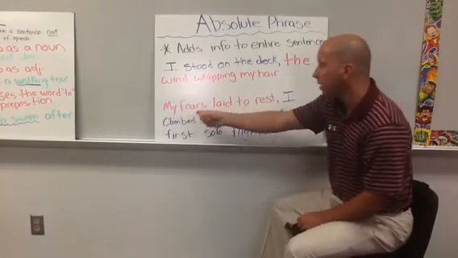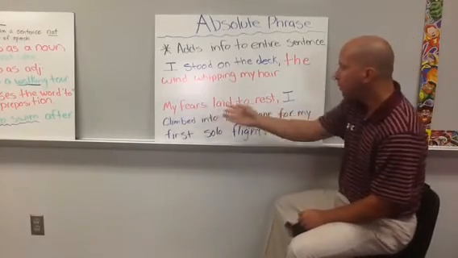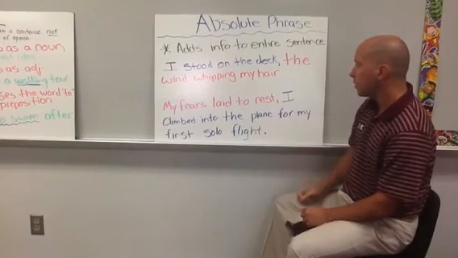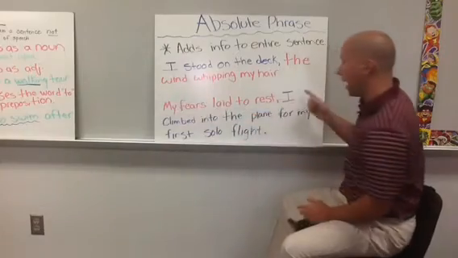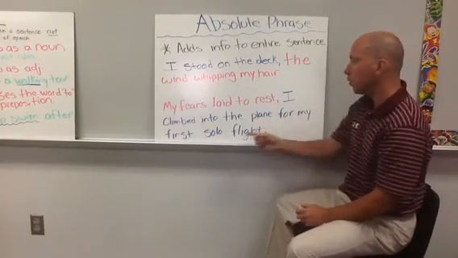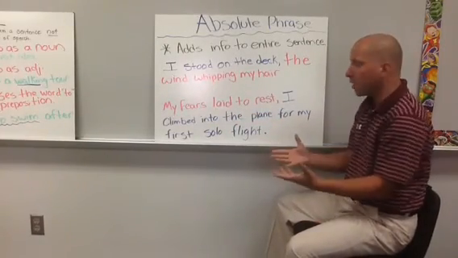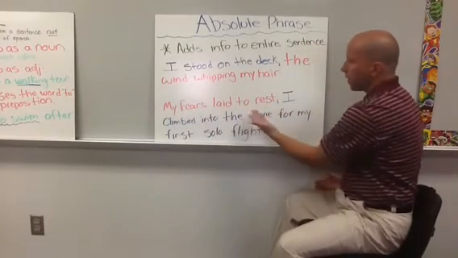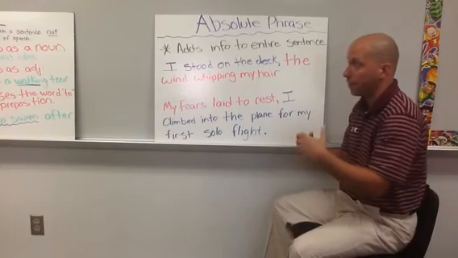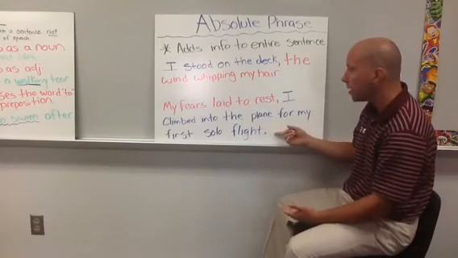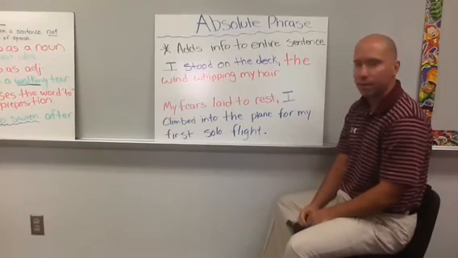Here I put the absolute phrase at the beginning of the sentence. "My fears laid to rest, I climbed into the plane for my first solo flight." Now I could have taken that out and just said, "I climbed into the plane for my first solo flight," and that would be a complete thought. But when I add this absolute phrase, "my fears laid to rest," it gives you more information about me, my mentality before I climbed into the plane, and it just makes the writing that much more rich and complicated.